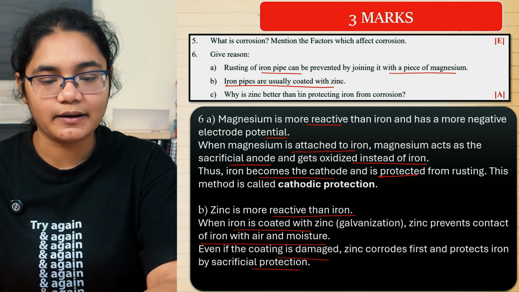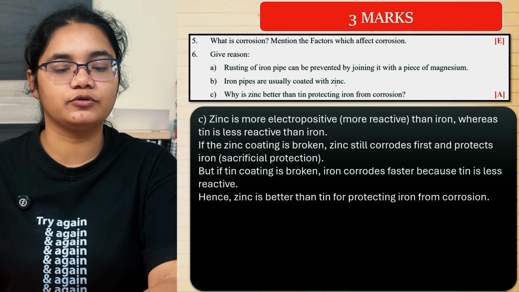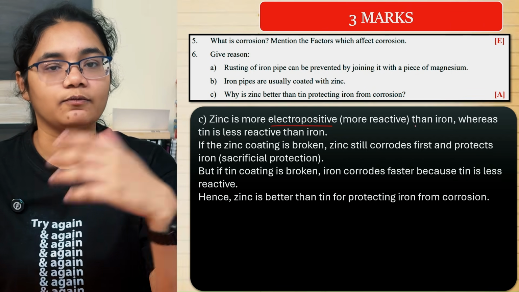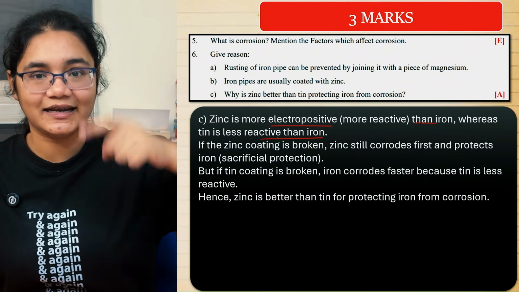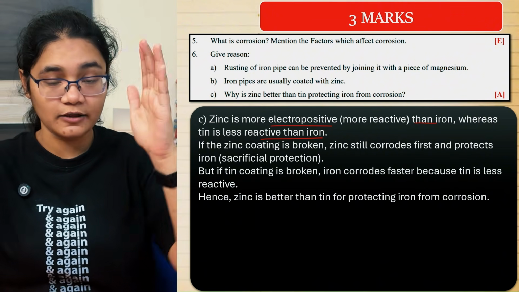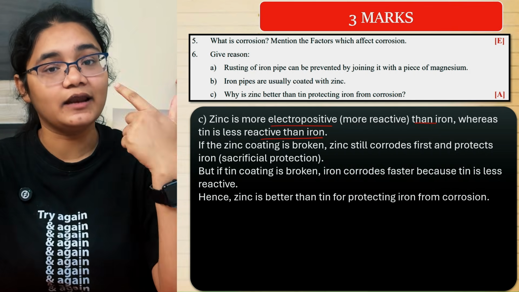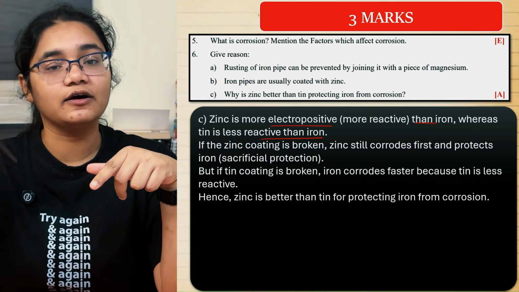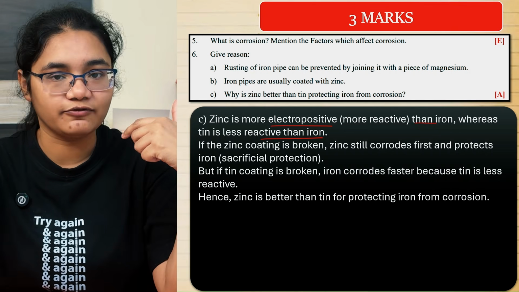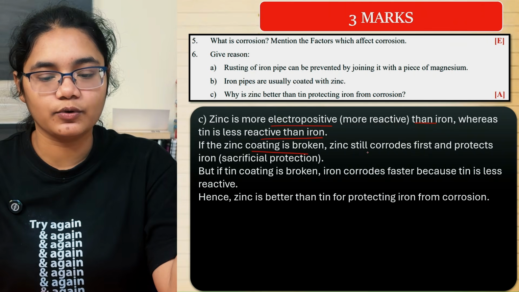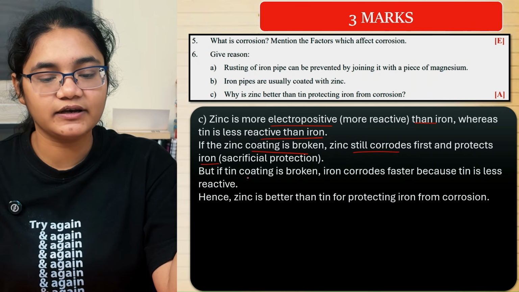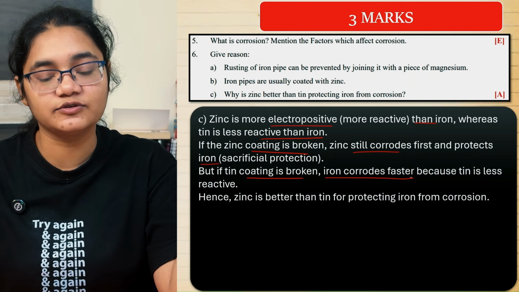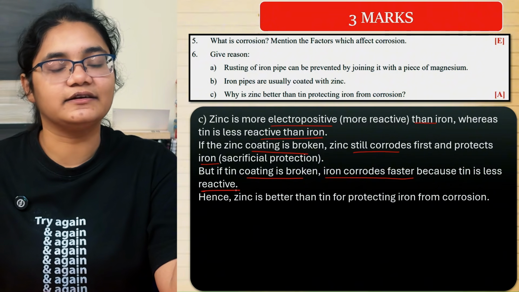Next, why is zinc better than tin in protecting iron from corrosion? Zinc is more electropositive, or more reactive, than iron, whereas tin is less reactive than iron. So if you use tin in place of zinc, with a combination of tin and iron, then iron will be the anode and will start oxidation faster and corrode faster. If the zinc coating is broken, zinc still corrodes first and protects the iron. But if the tin coating is broken, the iron corrodes faster because it is more reactive than tin.